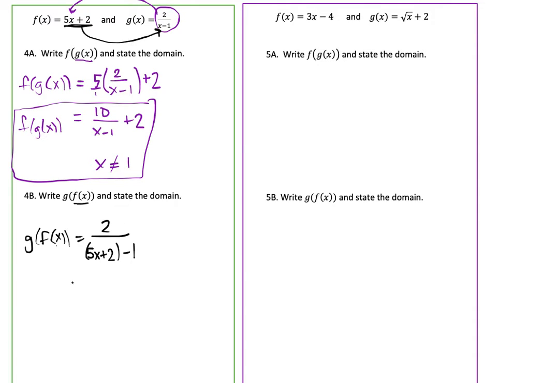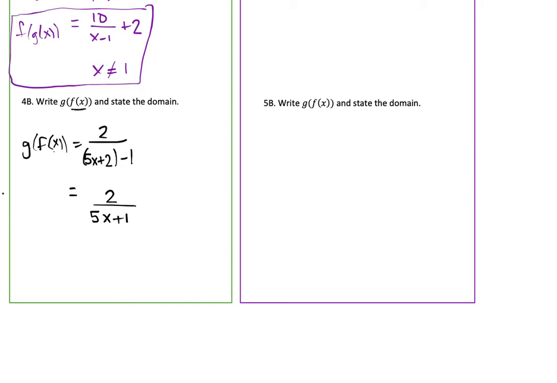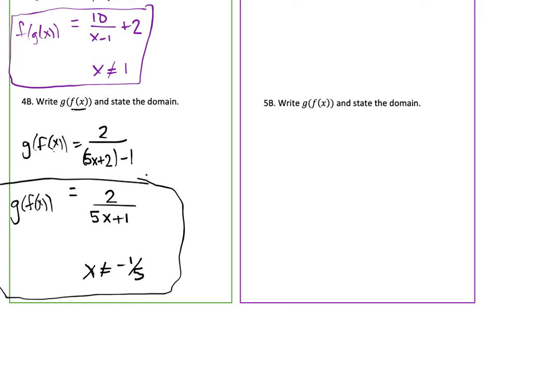Then I just need to simplify that a little bit, which doesn't take much. 5x plus 2 minus 1 is just 5x plus 1. Then I just need to state my domain, which is x cannot equal negative 1/5. I got that by setting the denominator equal to 0 and solving. So g of f of x is this, with my domain.